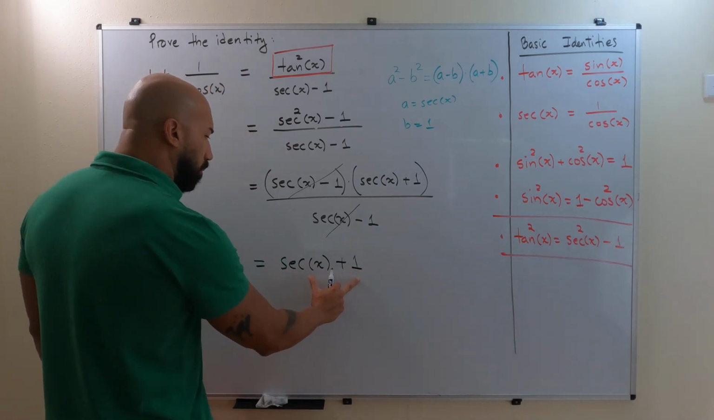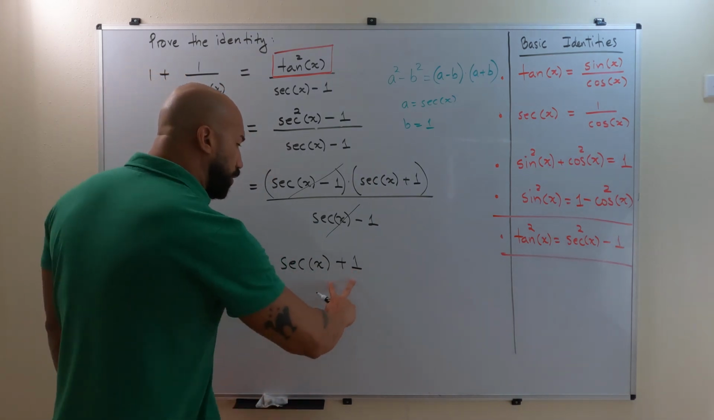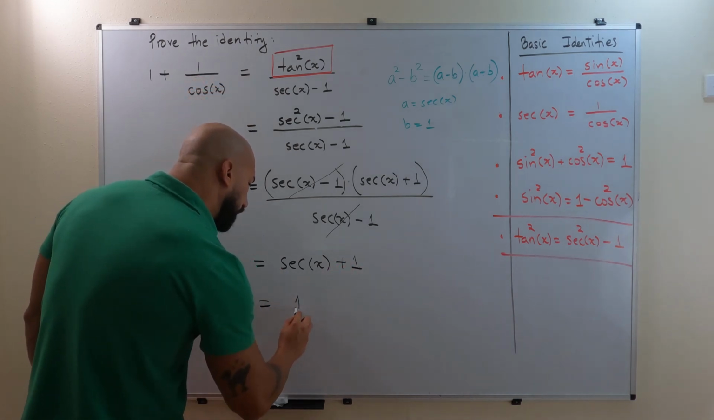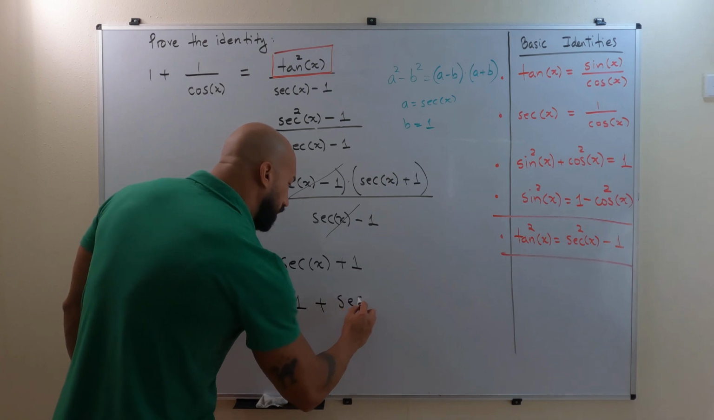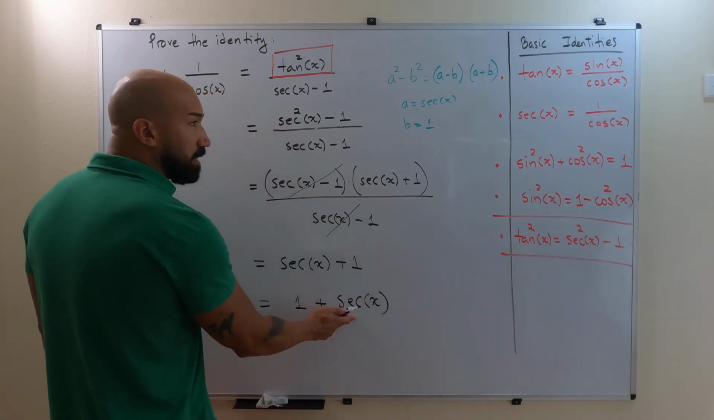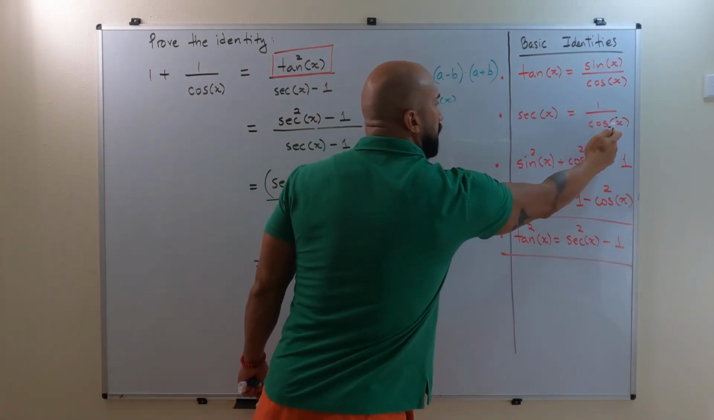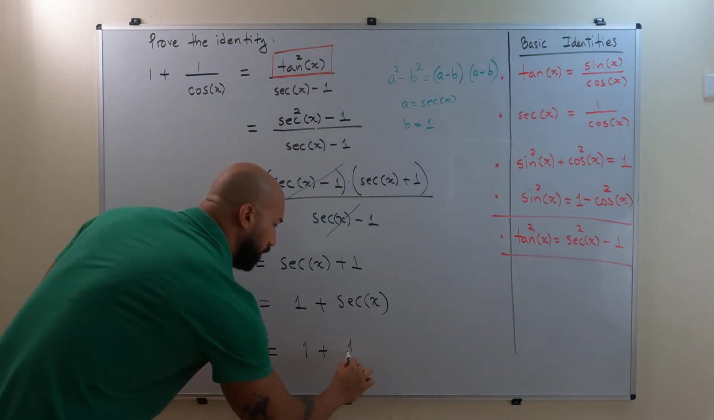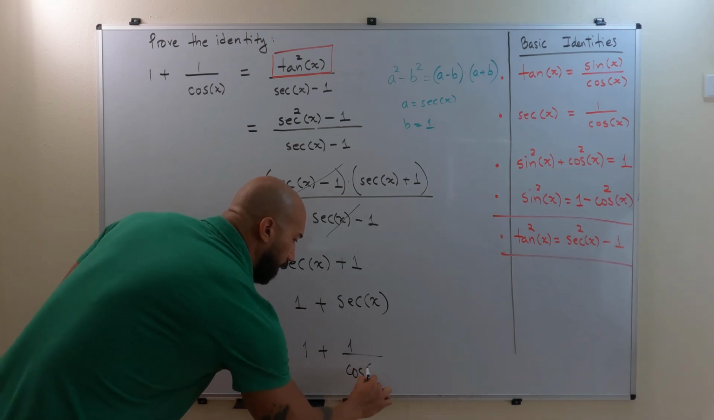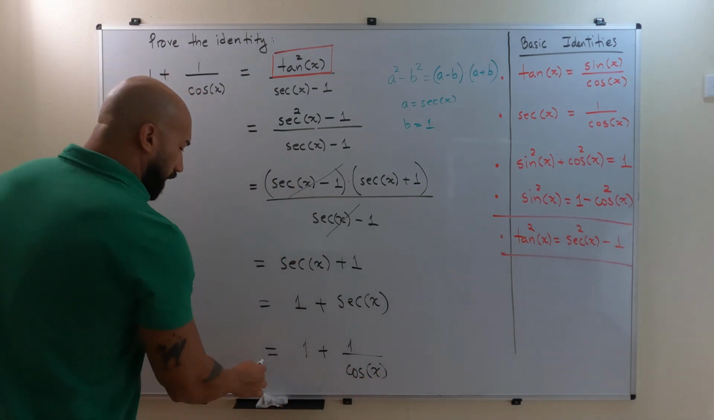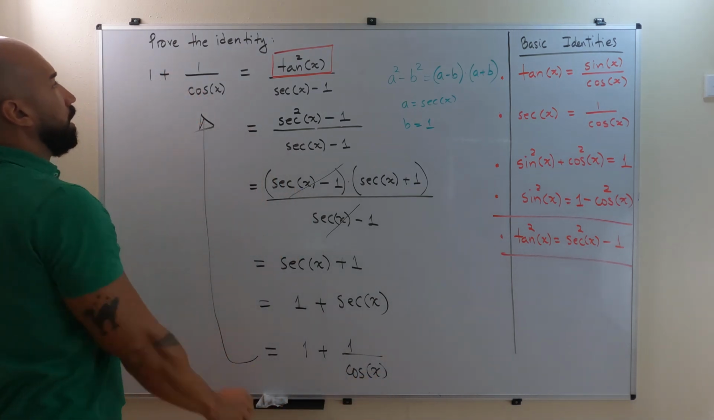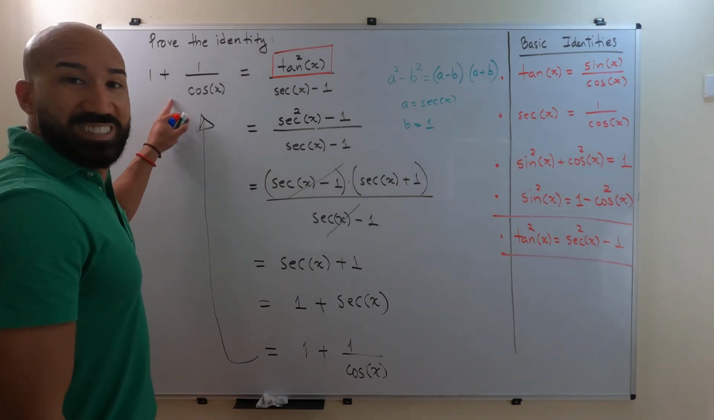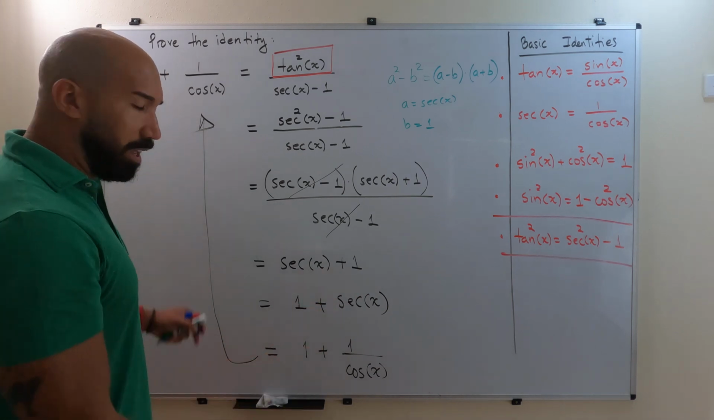But these two are real numbers, and we know that the addition of real numbers is commutative, so we can flip these two. This is the same as 1 plus secant of x, and now we know that secant of x is the same as 1 over cosine, so this is 1 plus 1 over cosine of x. That is exactly what we had on the left side. Okay, so the identity is proven.